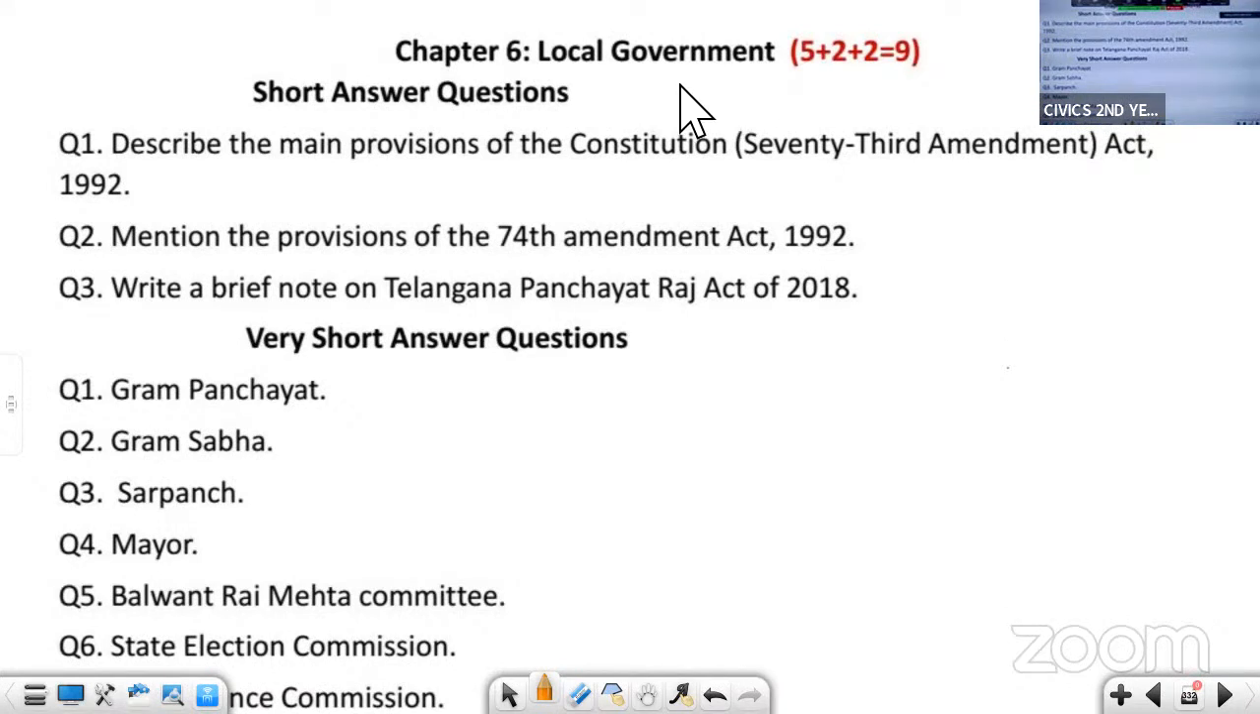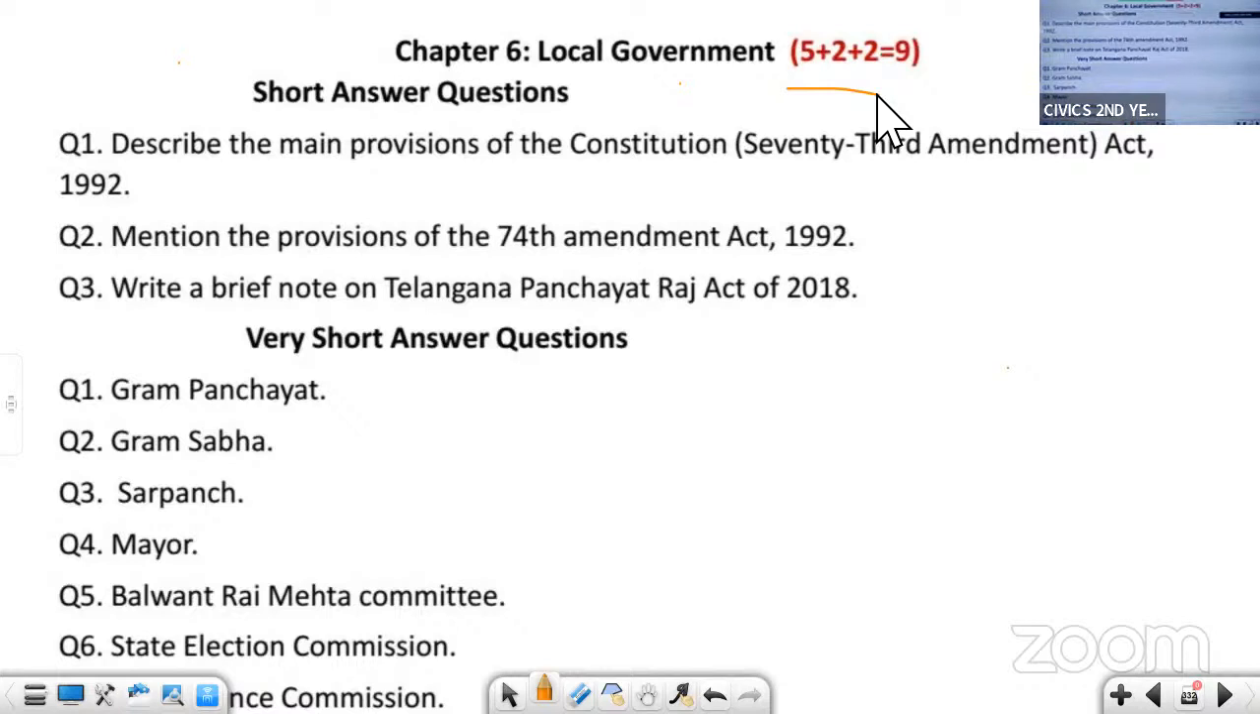Now we will move to your 6th chapter. Your 6th chapter is local government. The weightage for this chapter is 9 marks. Okay, you will get 1 SAQ and 2 VSAQs from this chapter.